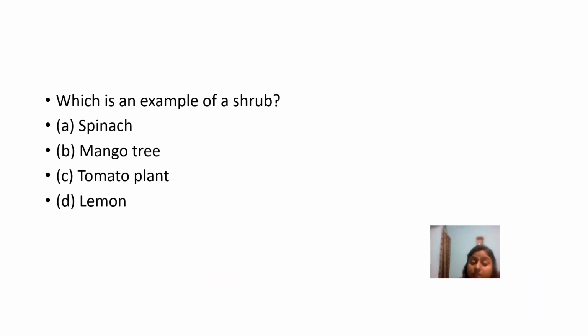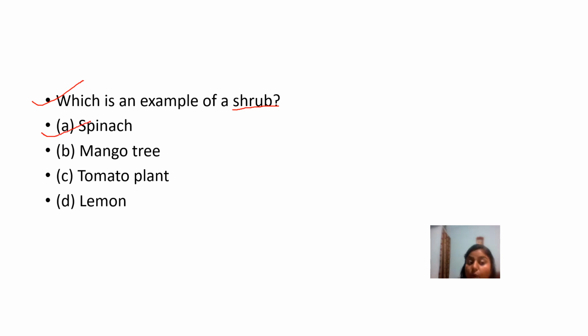Okay, here is a question for you. Which is an example of herbs? Spinach, mango, tomato plant, lemon. Read carefully. Yes, students, now tell me. Yes, very good. So the example is spinach, or palak.